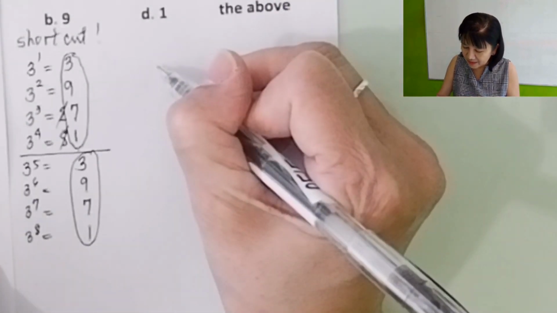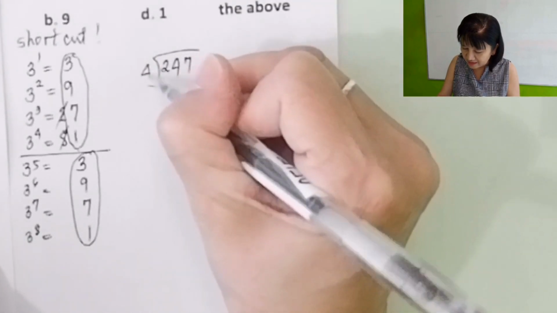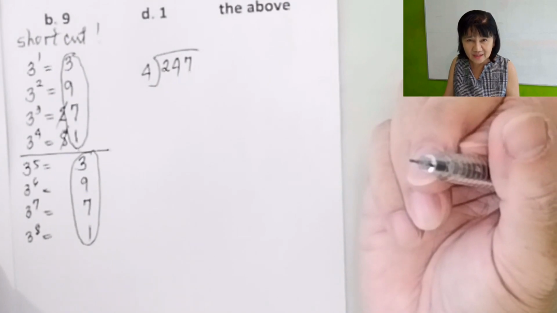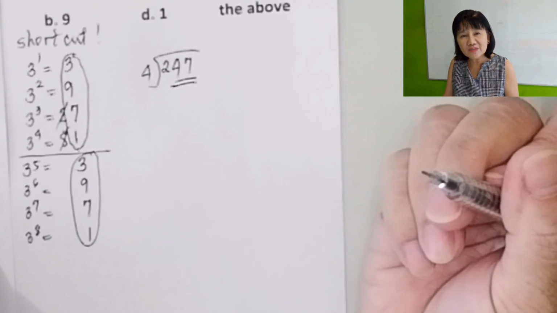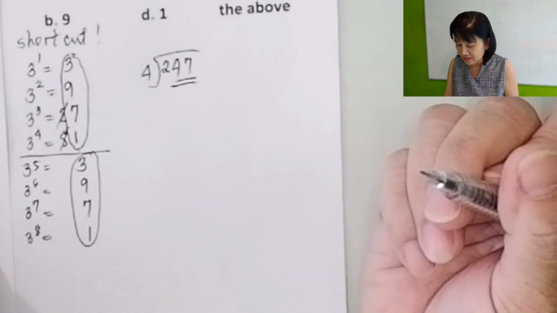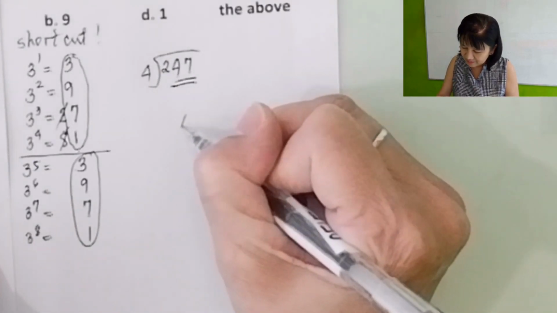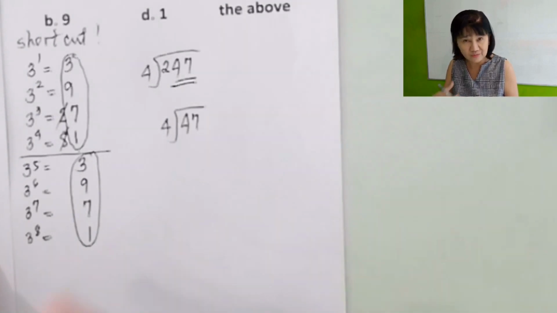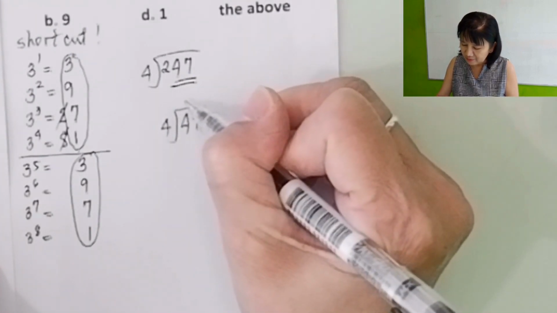You have to divide 247 by 4. But wait, there is a shortcut inside the shortcut. Why? A number is divisible by 4 if the last 2 digits are divisible by 4. So all you have to do is to divide 47 by 4. So it will be faster, you know. You're taking an entrance exam, so you should know many shortcuts. So 47 divided by 4.